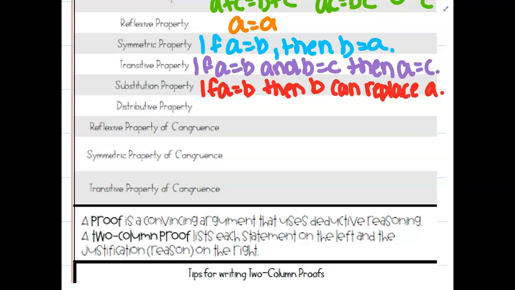And then the distributive property, we're really familiar with this as well. If you have A times the quantity B plus C, you can distribute the A and get AB plus AC. Distribute out that A.